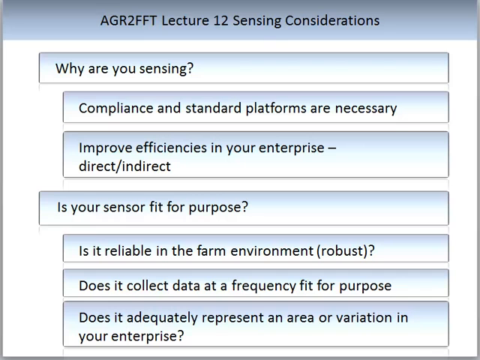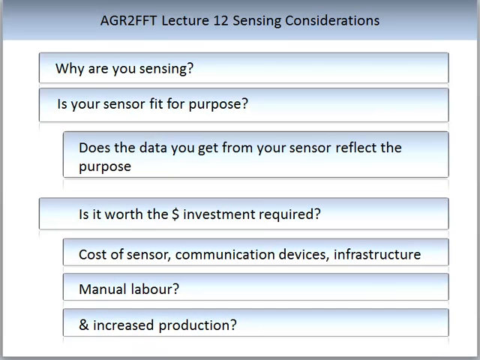And does your sensor adequately represent an area or a variation in your enterprise? This would be your spatial characteristics. Have you got enough of this particular sensor in place? If you haven't, this could completely skew your results, and therefore you may not achieve the efficiencies that you're after. Or worse than that, you may not be compliant for the standard that you are trying to achieve.